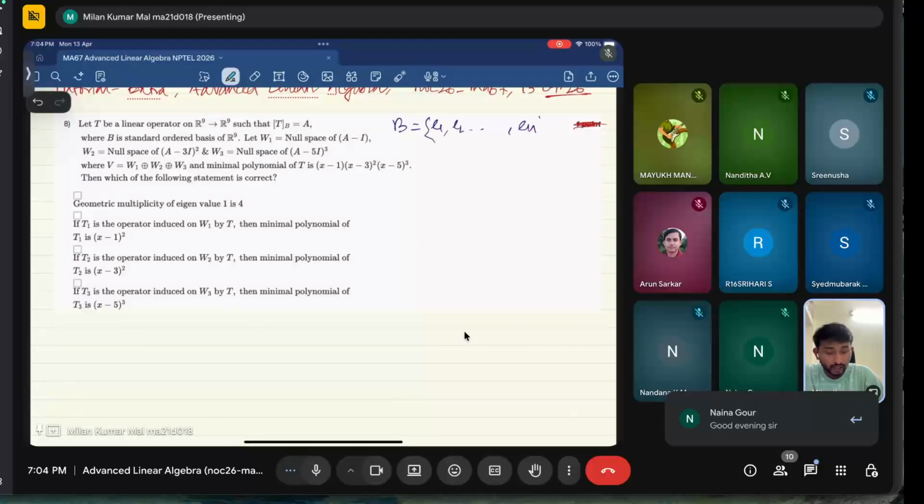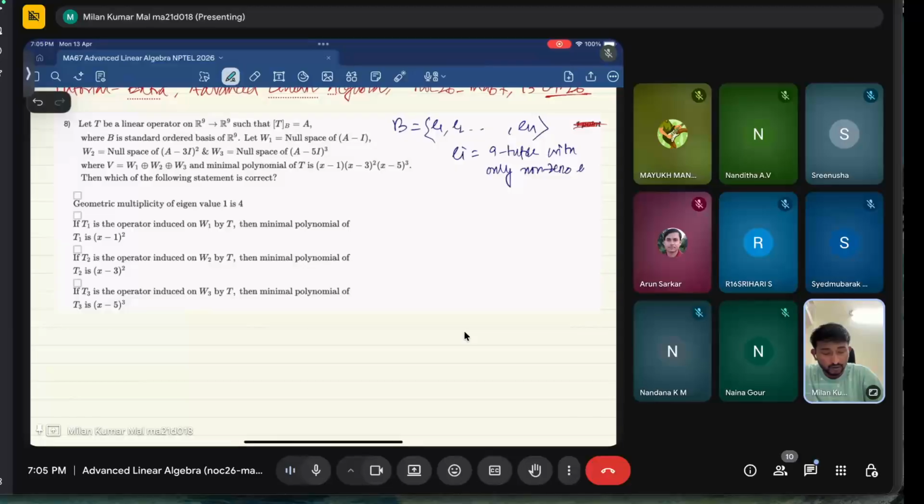Here Ei is the nine-tuple with only one non-zero entry, 1, at the ith place. That means E1 is 1, 0, 0, 0, and so on, with each element consisting of eight 0s and one 1. For E1 the 1 is at the first place, for E2 at the second place, for E3 at the third place, and in this way E9 has it at the ninth place.